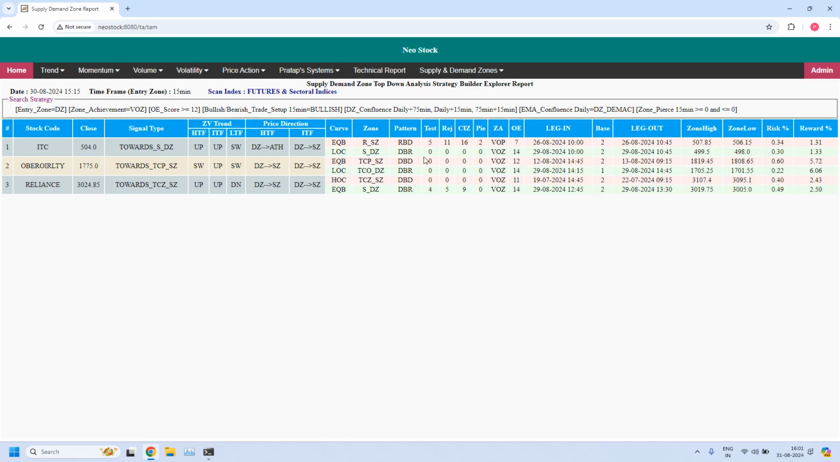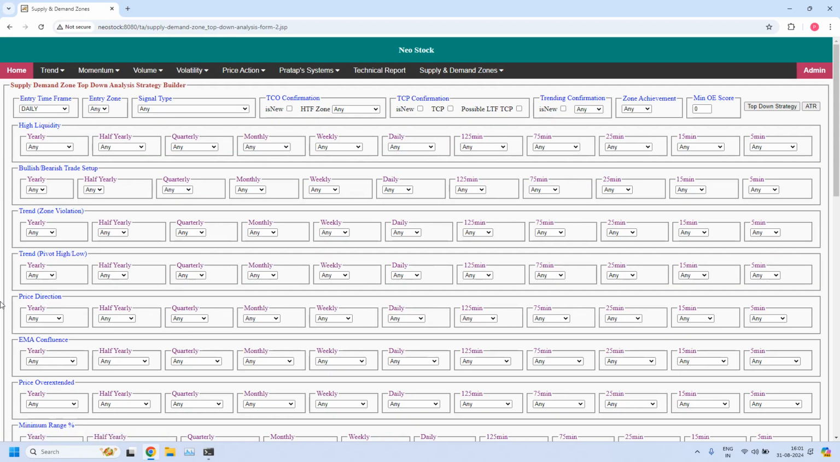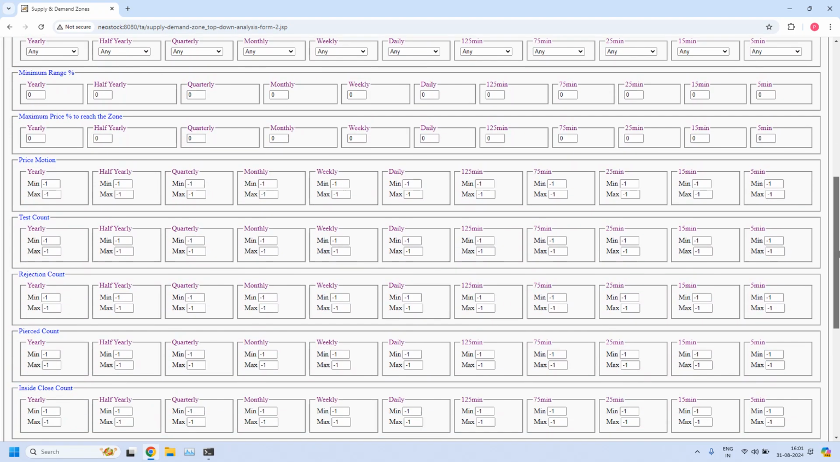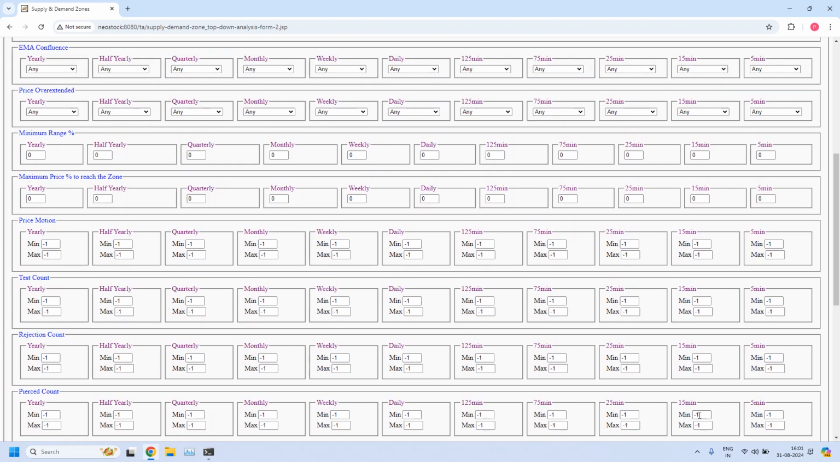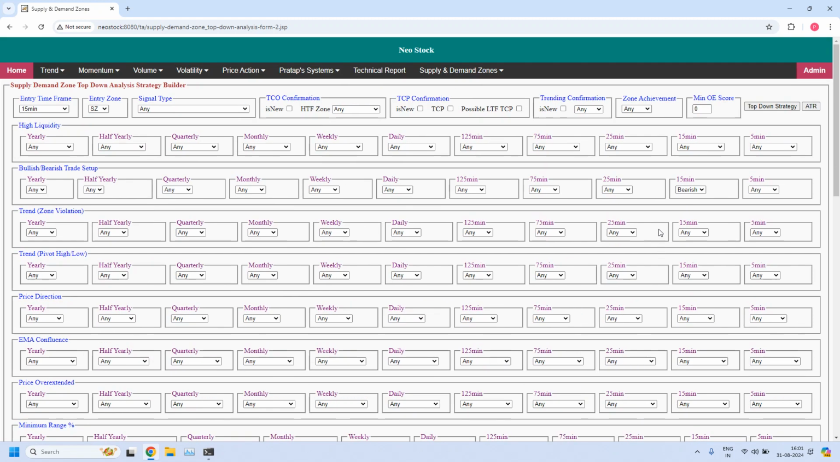So the next is a bearish trade setup for daily income trade. So entry time frame is 15 minutes, entry zone is supply zone. In bullish or bearish trade setup at 15 minutes, I am selecting bearish, and this 15 minute supply zone should not be pierced. In the pierced count, 15 minutes minimum value I am setting 0, maximum value 0. Zone achievement is violated, opposing zone.